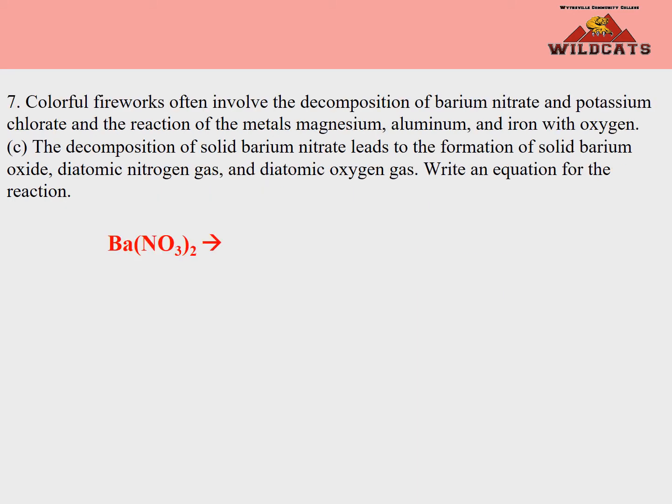Okay, so now we're going to break down the barium nitrate. And this is going to become an odd-even. If you notice, there's an even number of oxygens. 2 times 3 is 6 on the left-hand side. But on the right-hand side, I've got 2 from the O2 and 1 from the barium oxide. So I'm going to put a 2 in front of the barium oxide, which means I'm going to put a 2 in front of the barium nitrate.